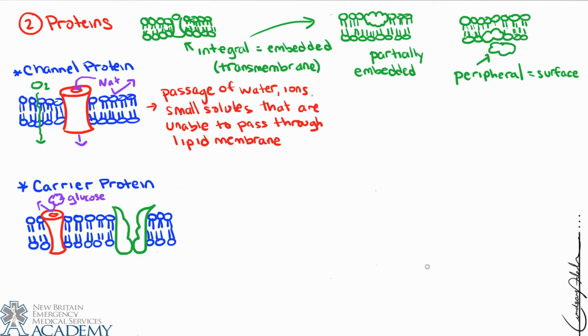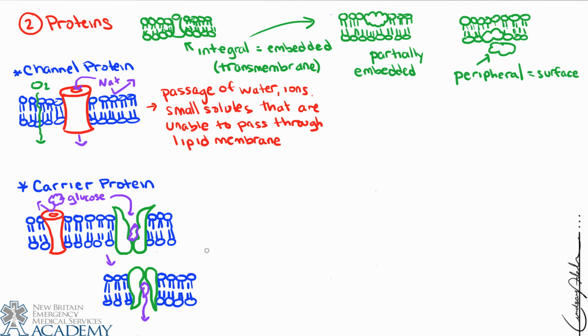A carrier protein is open on one side and then it can close on that side and open on the other side to move something through. So the glucose molecule will bind to one of the inside pieces of the carrier protein, and the binding is what activates the movement. It will close over the glucose molecule and open on the reverse side. So the glucose will be released into the cell at this point.